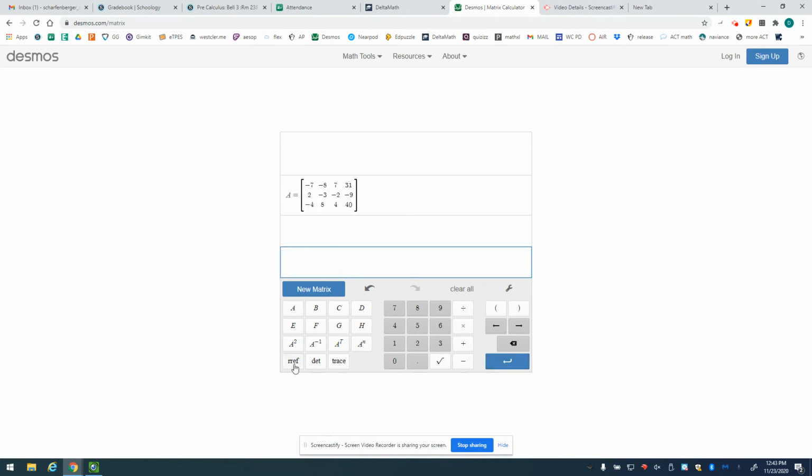I want to use this button, RREF of that A, and what that's doing is giving me a row reduced answer. And here's our answer. Let me write this down so I can switch back over to our other screen. So I get 1, 0, -1, 0. All right, so, switch back.